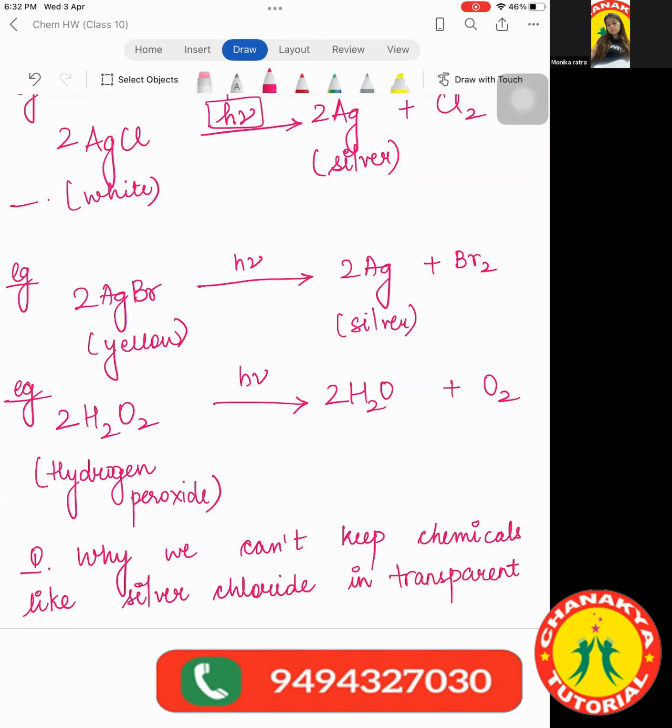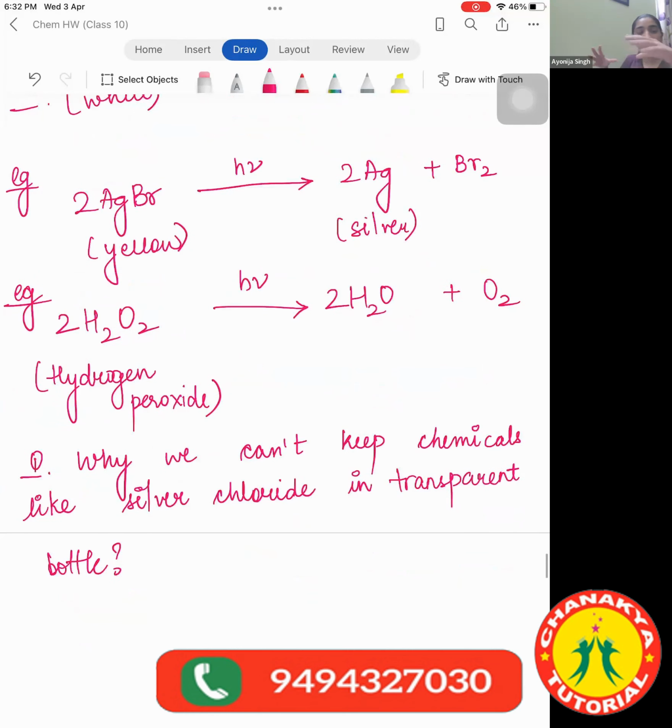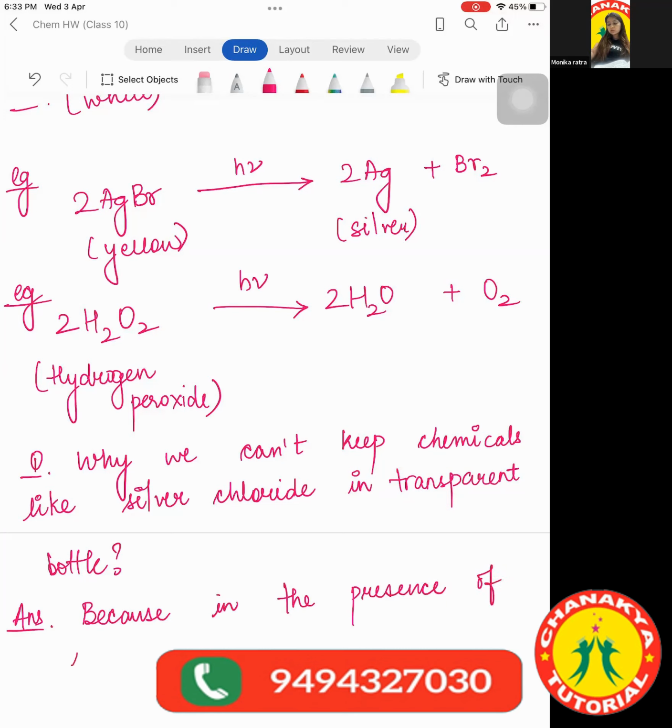Ma'am, we can't keep silver chloride in a transparent bottle because due to light it will get decomposed. Very good. That's absolutely correct. Because in the presence of light, it will undergo photolytic decomposition reaction. Clear, everyone?